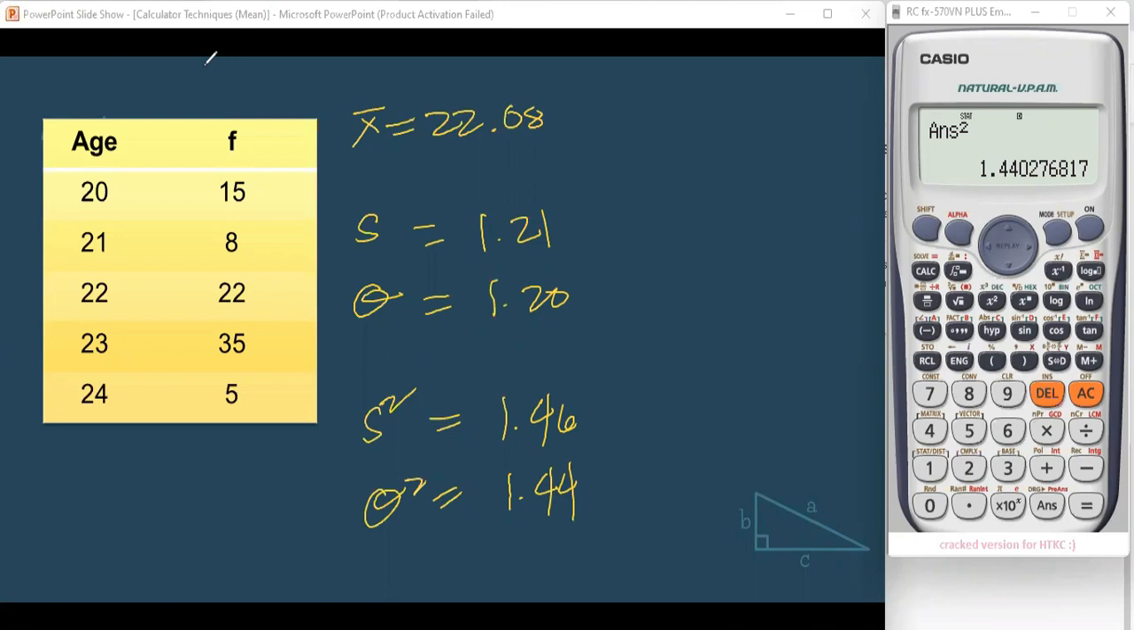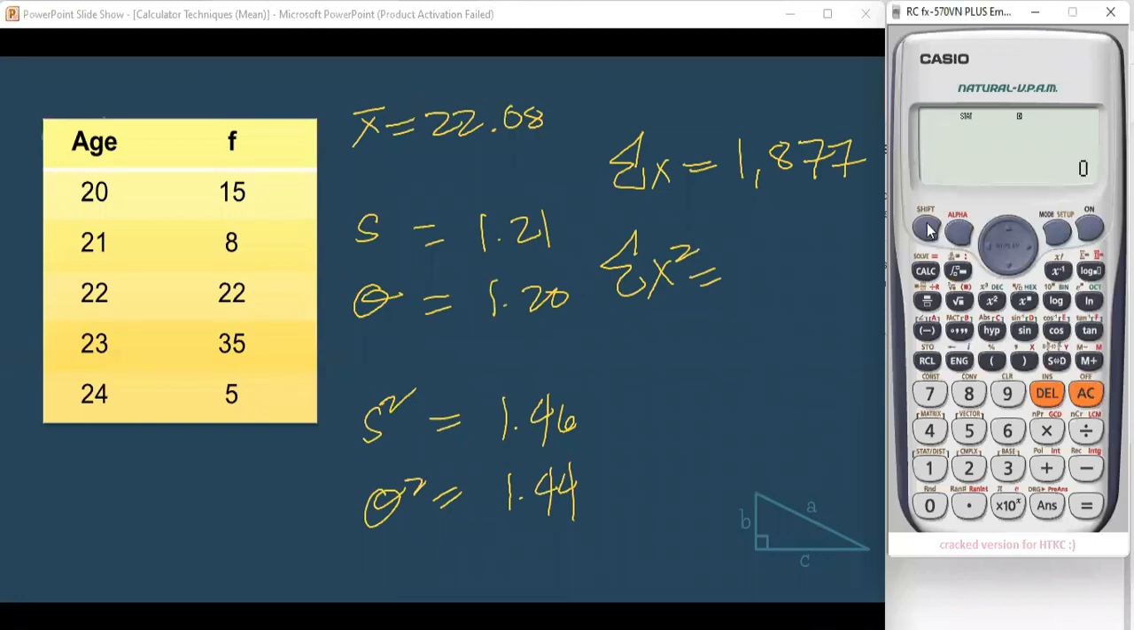Now let's get the summation. So the summation, AC lang po ulit. Shift 1 and kunin po yung number 3. So for the summation of x, that is 1,877. So the summation of x is 1,877. How about the summation of x squared?